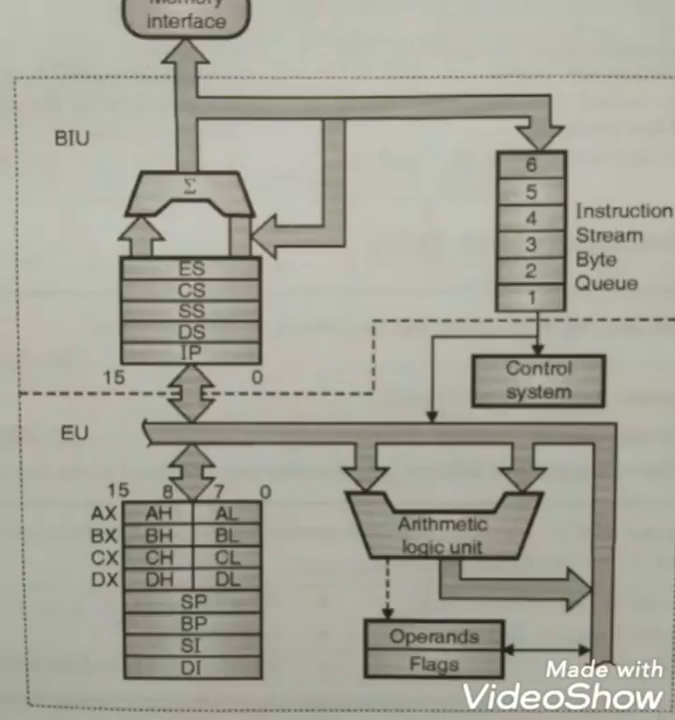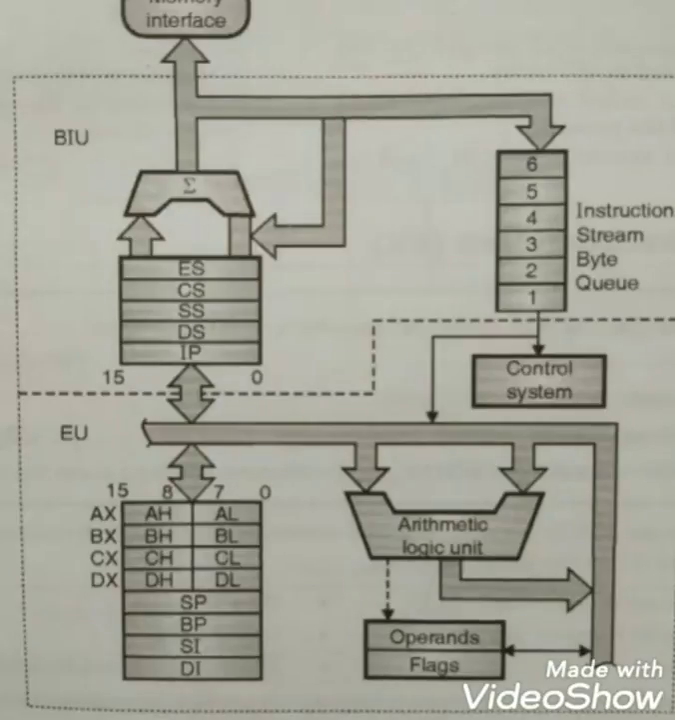Code segment register is a 16-bit register. It holds the starting address of code memory segment. Stack segment register holds the starting address of stack memory segment. Data segment register holds the starting address of data memory segment. Extra segment register holds the starting address of extra memory segment. So in this way, the segment registers, all of 16-bit, hold the starting address or base address of particular memory segment.